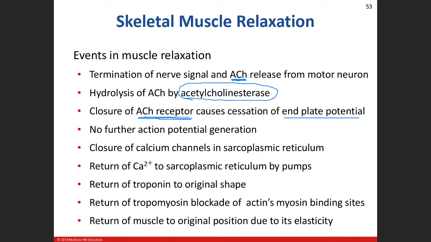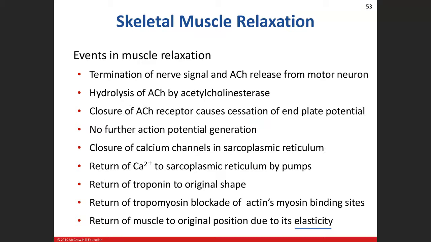And then the muscle can go back to its original position due to this characteristic, one of the many characteristics of muscles. Elasticity. Remember some of the characteristics? Conduction, excitability, all those fun characteristics that we went over in the beginning of this chapter.